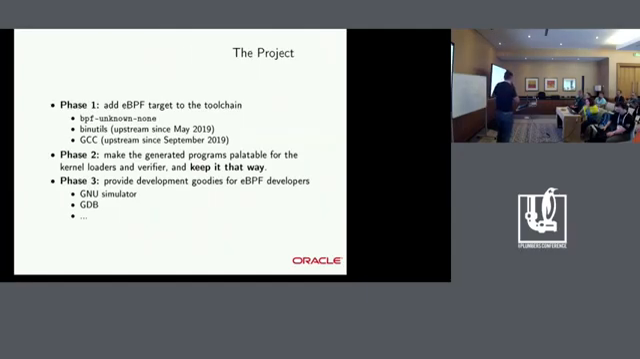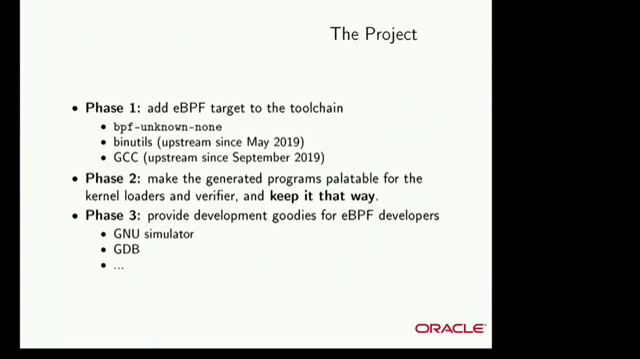Then phase number 3, which is in parallel with phase number 2, is to add additional components for the BPF developers. Because having an assembler and a compiler is obviously very useful. But especially in targets like this, which is not that much different from an embedded target, the developers for that platform will benefit very much from things like a simulator. I will talk more about the simulator we are working on, which includes emulating some of the kernel contexts that the BPF programs see.